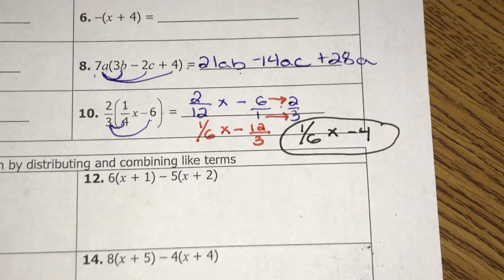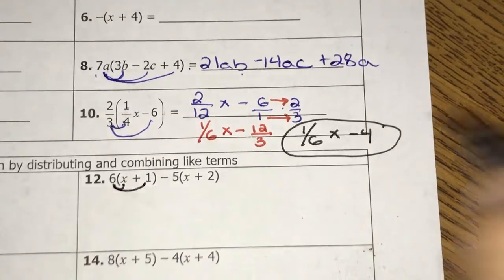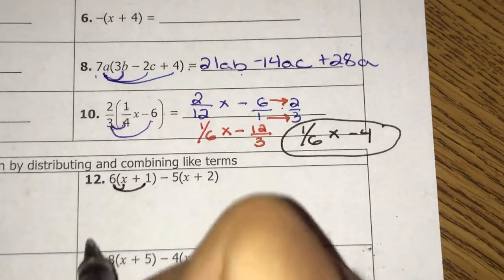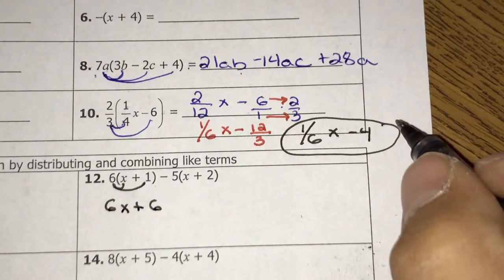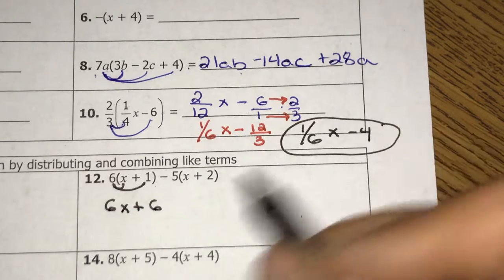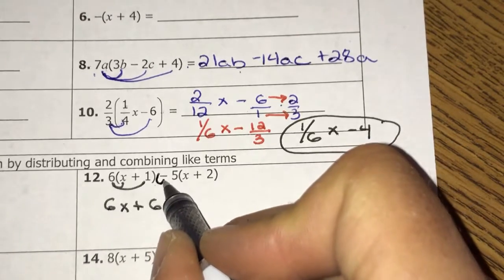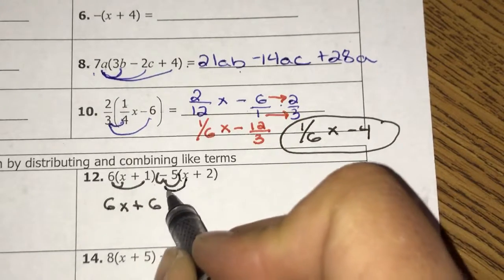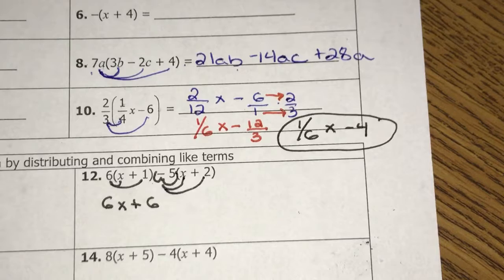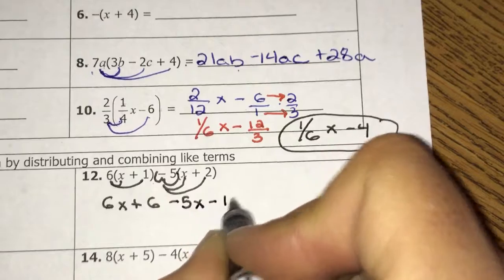Let's look at number 12. We have a couple things to distribute here. Okay, here I have 6x plus 6. Now, one thing that's really important, when I distribute here, I'm not just going to distribute 5, I'm going to distribute negative 5. So however you can write that to remind yourself. So that would be negative 5x minus 10.